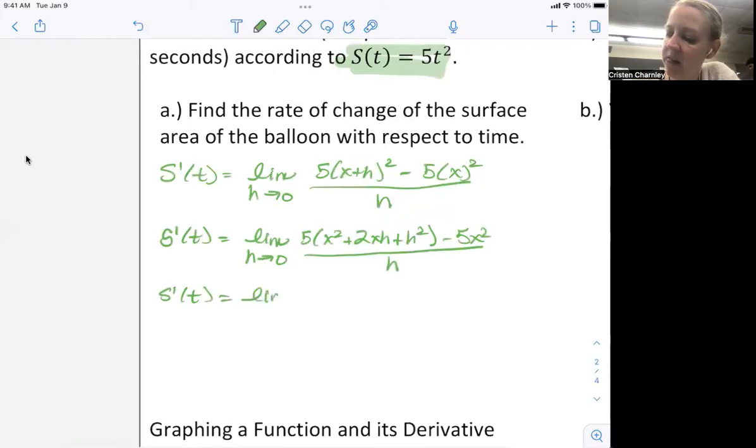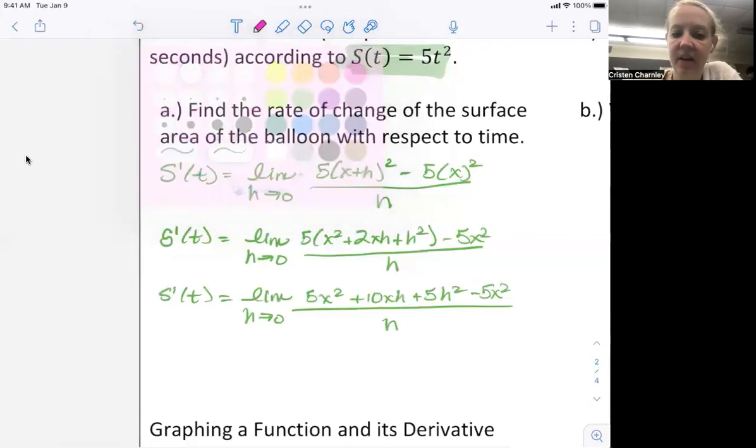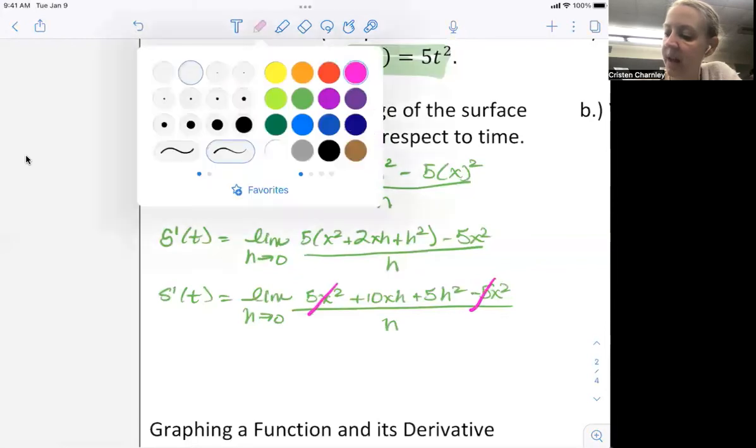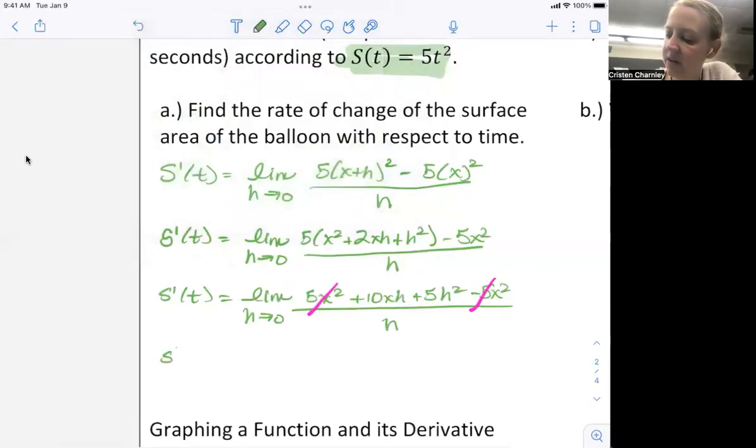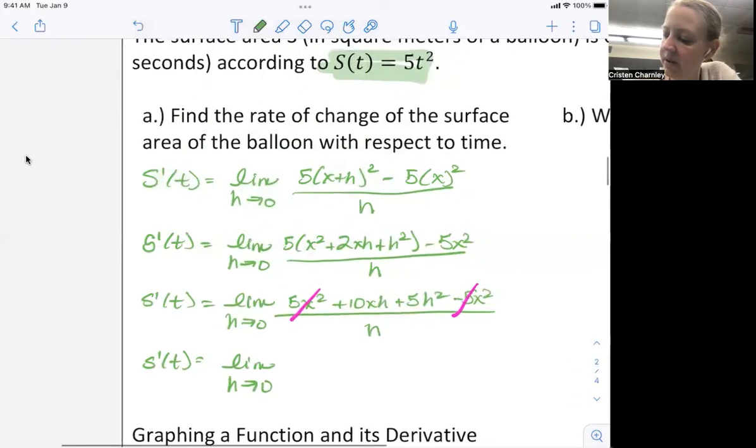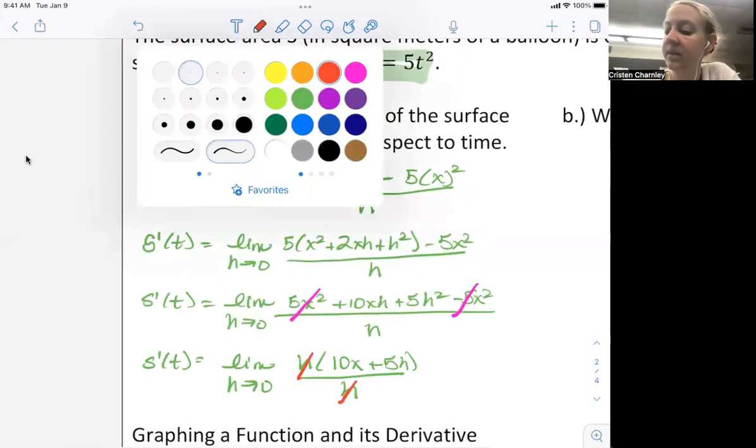And distribute the 5. So I have 5x squared plus 10xh plus 5h squared minus 5x squared. And then conveniently, remember anything that does not have an h should cancel. So positive 5x squared cancels with negative 5x squared. And what I have left, I can factor out an h. So s prime of t is the limit as h approaches 0, pull out the h, 10x plus 5h all over h. And these cancel out. I put 0 in place of the h, and I'm left with 10x.